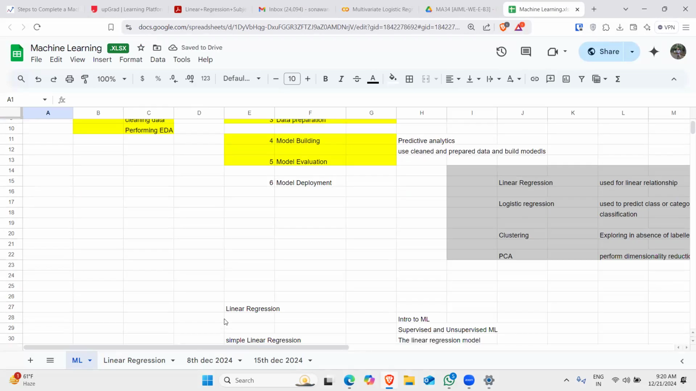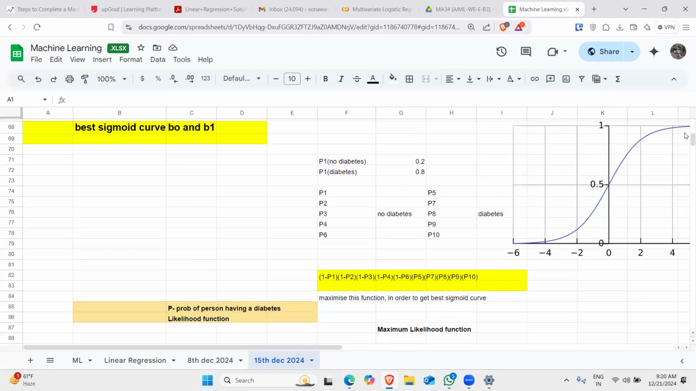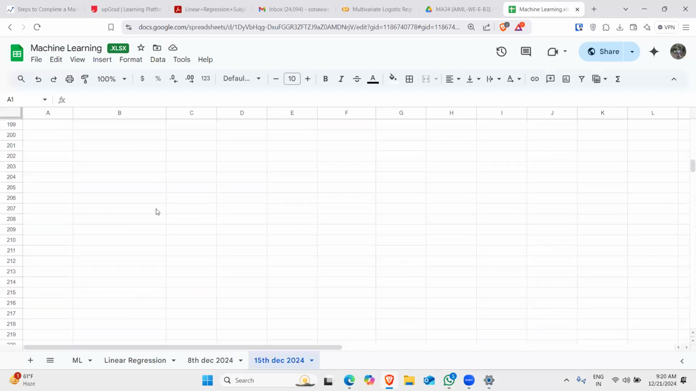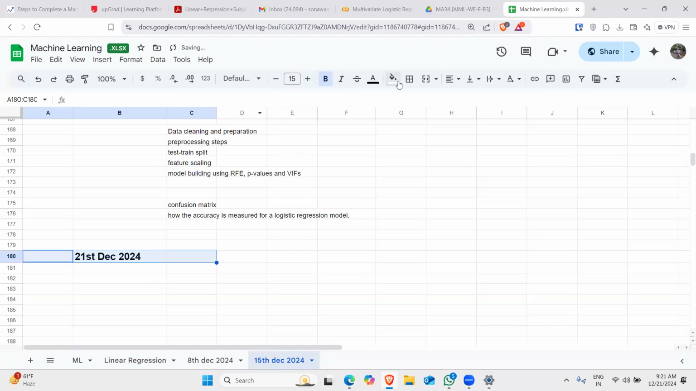It's very important to evaluate your logistic regression model. We have completed this. Now here itself, I'm giving the heading as 21st December 2024. I'll take 15, bold, and we'll put the agenda. So the agenda is model evaluation of multivariate logistic regression.